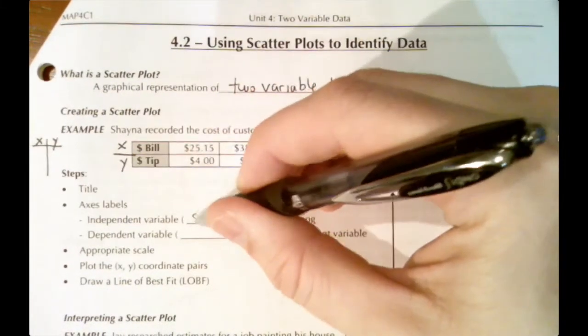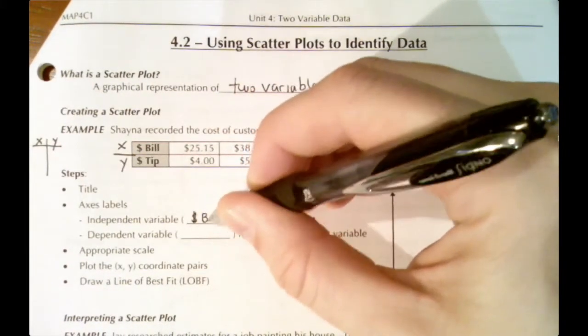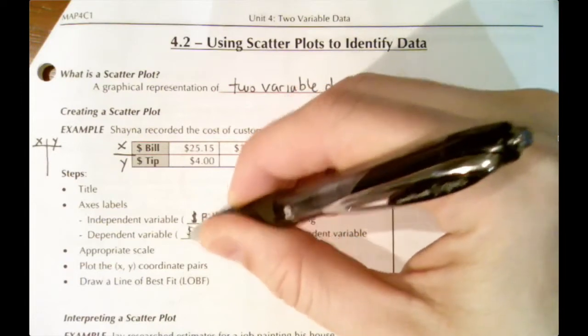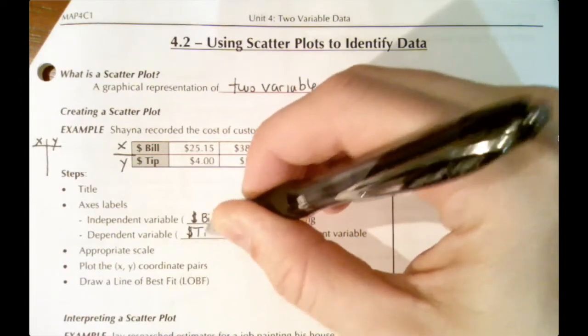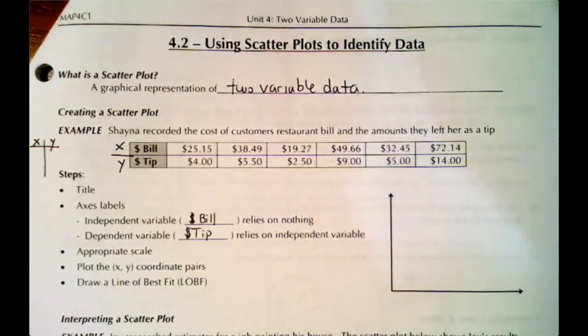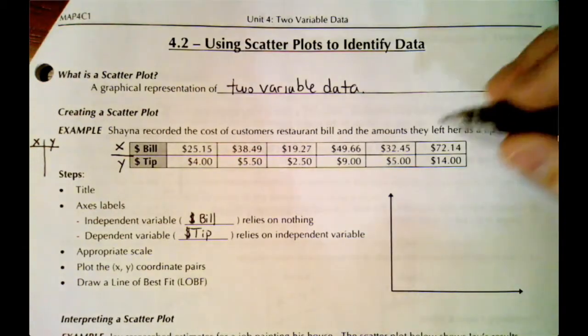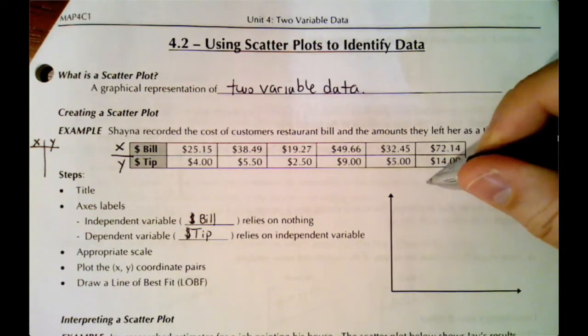That's our independent variable. And our dependent is we're looking to see if the tip depends on how much the bill was. And reasonably, we should say, yeah, it should, because sometimes people tip a percentage, but not always. It might depend on service. So we're going to take a look. So let's see how Shana does here.